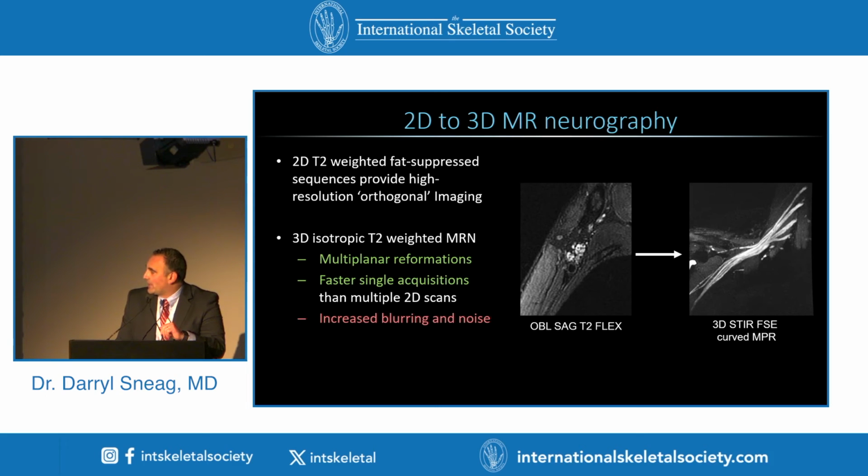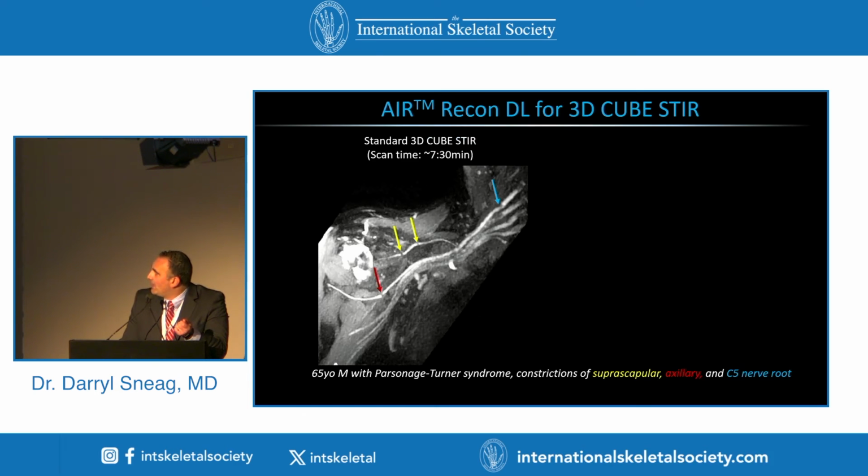Why is isotropic acquisition imaging appealing? Well, you can take the 3D data set, as you know, and create multiplanar reformations. And typically, you can acquire a faster single acquisition than multiple 2D scans. However, the problem with 3D imaging is that it typically incurs increased blurring related to the longer echo train lengths that you're using, and also noise as well. However, with AIR Recon DL, we've not only applied it to 2D imaging, but we can now apply it to 3D imaging.